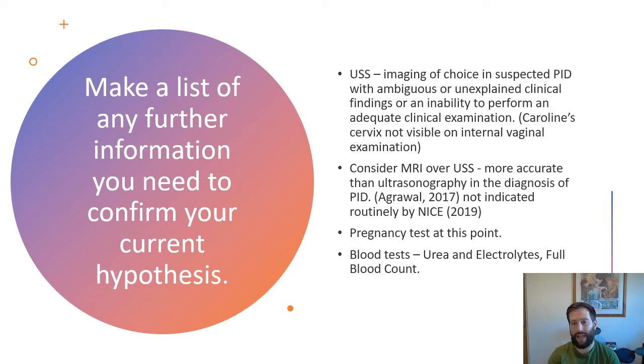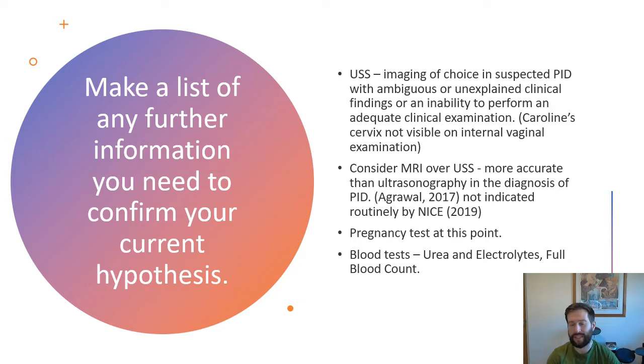We could consider an MRI, however, according to NICE 2019, it's not used routinely. It's more accurate than ultrasonography, so I guess it's going to come down to individual trust policy and engagement with radiology departments to decide that. I guess the benefits of ultrasound are that it's less traumatic for patients, and it's obviously cheaper and probably more easily accessible. I'm pretty sure that you can get an ultrasound scan pretty quickly in A&E.